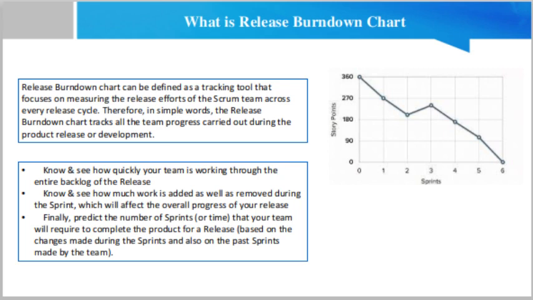If the real effort line is above the ideal effort line, it means that there is more work left to be done than it was originally thought to be during the ideal effort estimation process. But if the real effort line goes below the ideal effort line, then it means that less work is left to be done and the release is ahead of schedule.